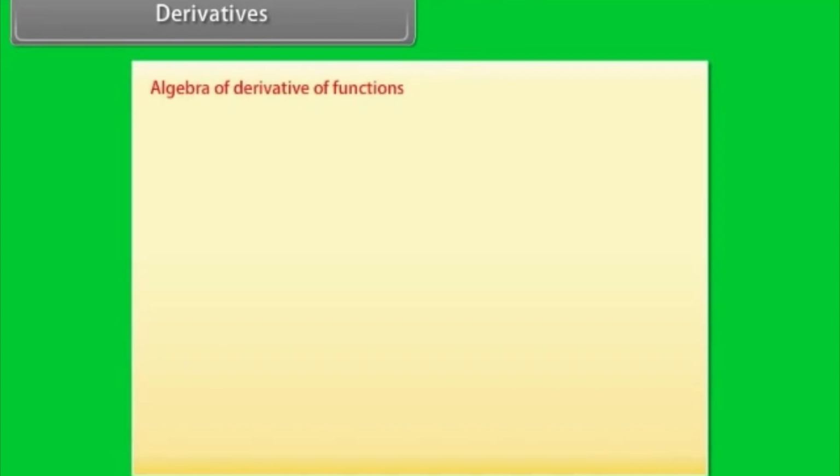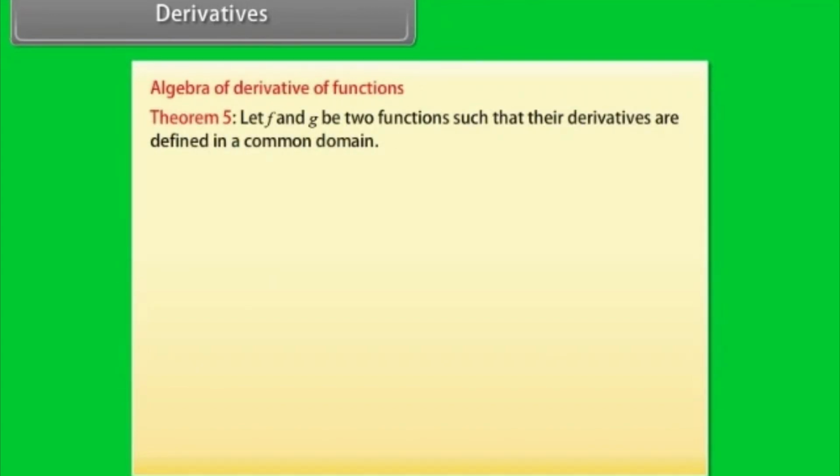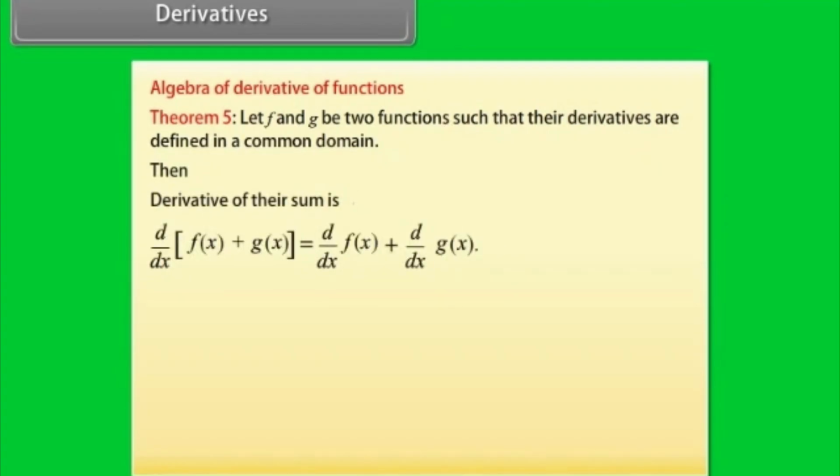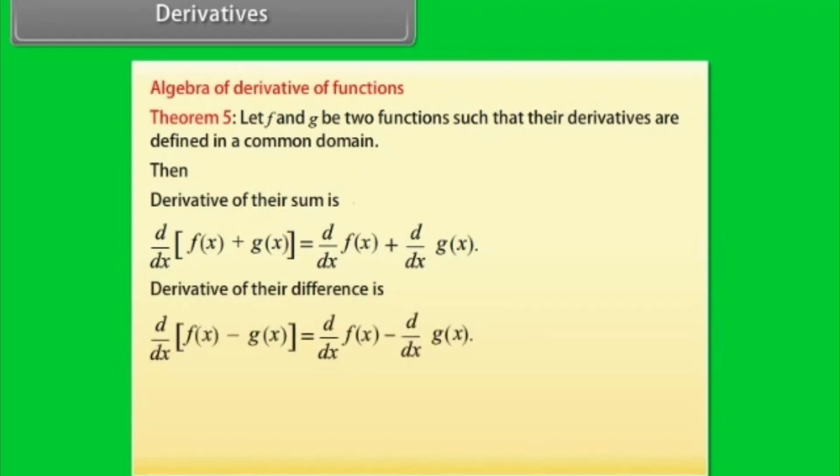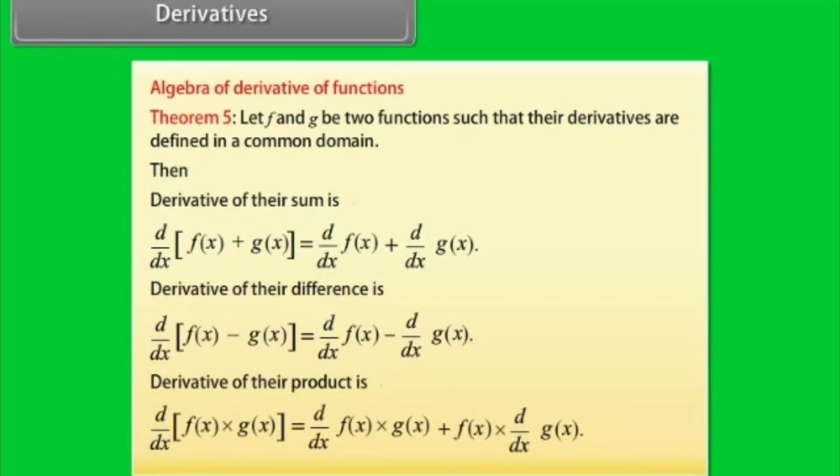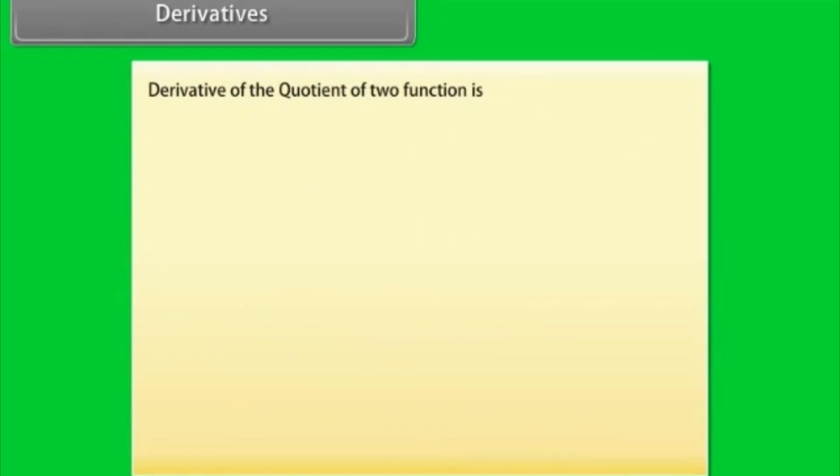Derivatives. Algebra of derivative of functions. Theorem 5. Let f and g be two functions such that their derivatives are defined in a common domain. Then derivative of their sum is. Derivative of their differences. Derivative of their product is. Derivative of the quotient of two functions is.